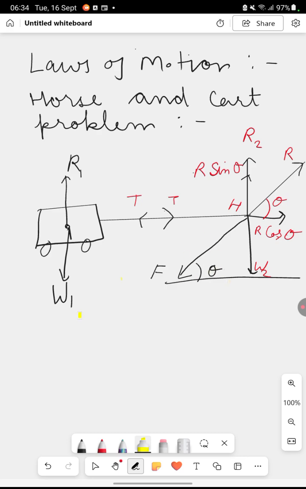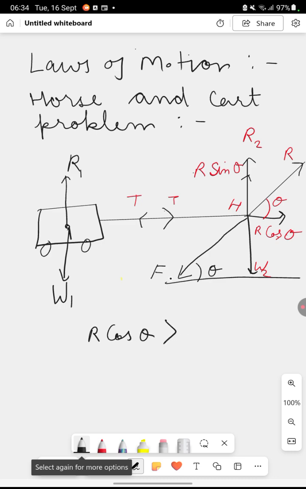Now we can say this friction force should be less than this R cos theta component. Only then can the horse move forward. Here, if the R cos theta component is greater than this friction force, only then will the horse be able to move forward.